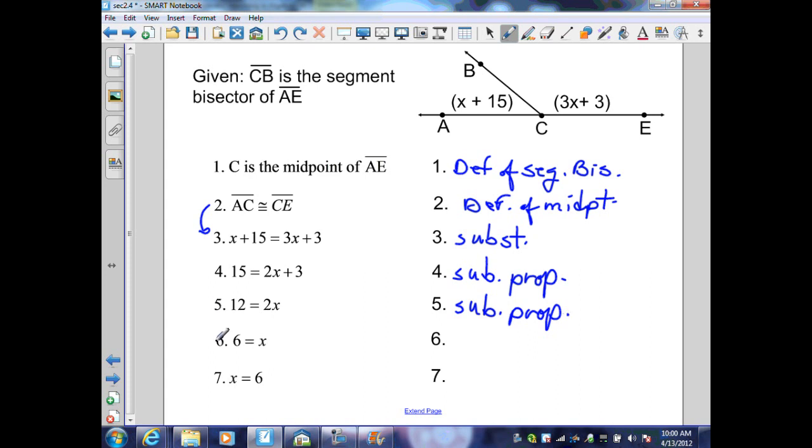From step 5 to step 6, they divided by 2 on both sides and got an answer of 6 equals x. That's the division property. And from step 6 to 7, they changed from 6 equal to x to x equal to 6, and that's because of the symmetric property.